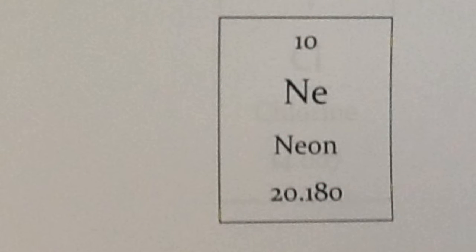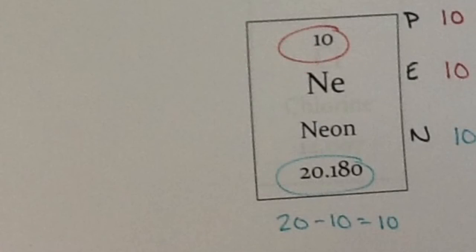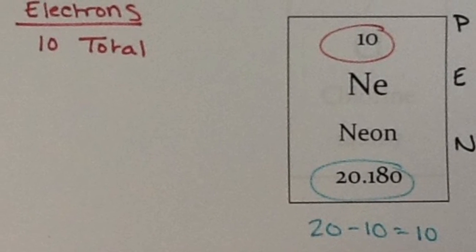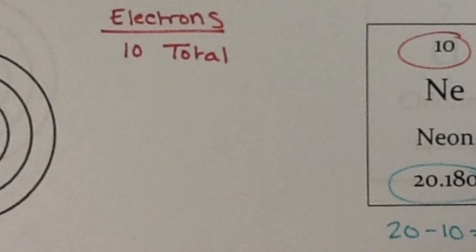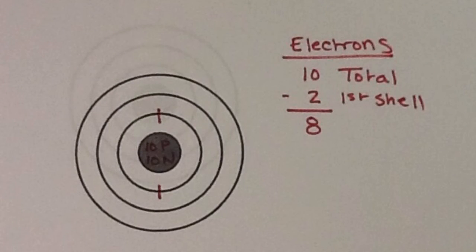Neon has an atomic number of 10, which means it has 10 protons and 10 electrons. It has an atomic mass of 20. When we calculate for neutrons, atomic mass minus atomic number, we find that the number of neutrons is 10. We can take this information and transfer it to our Bohr model on the left, placing protons and neutrons in the nucleus and tallying up electrons on the right. Next, we begin by placing the electrons in each appropriate shell.